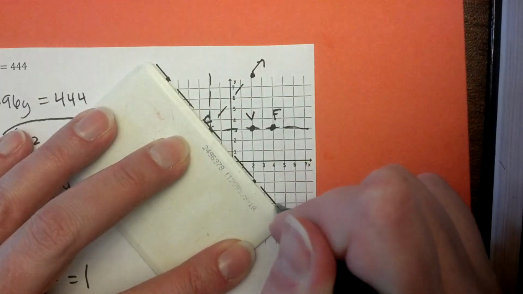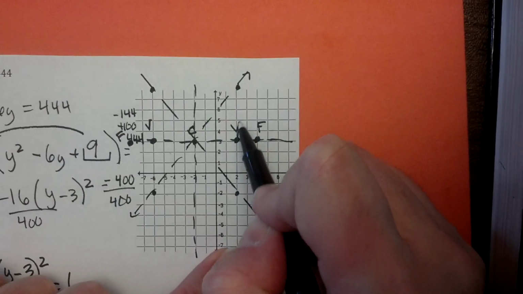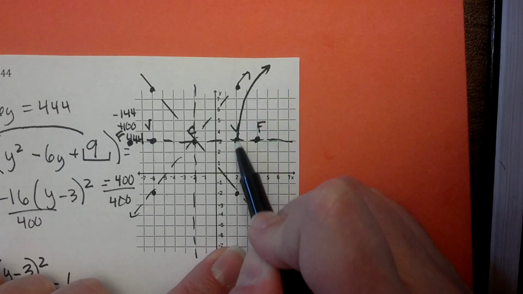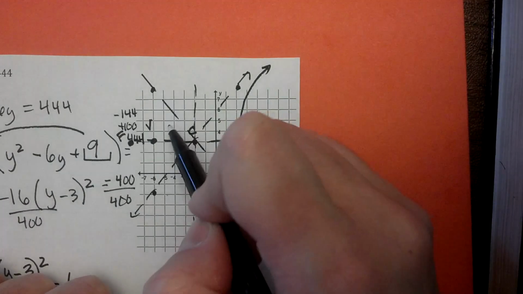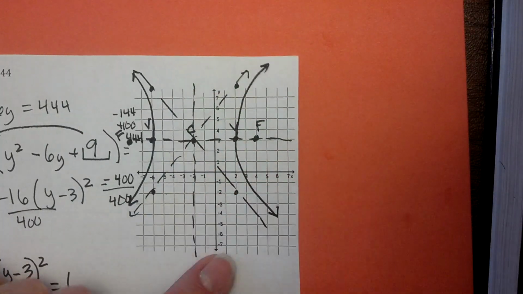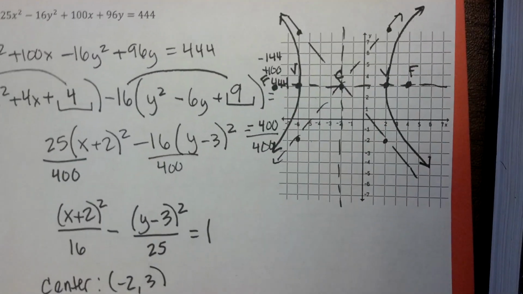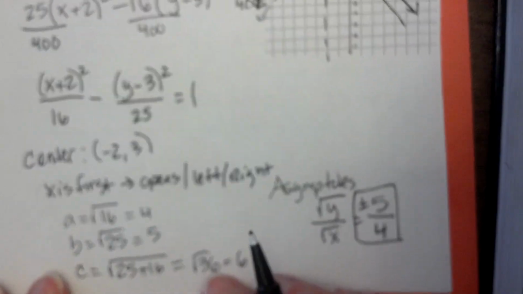Now we can sketch in our hyperbola. Again, you're going from the vertex and you're curving over towards the asymptote. Again, this is just a sketch. We don't have to be 100% accurate. And there is our hyperbola. We could check it on the graphing calculator if you like. Go ahead and do that.